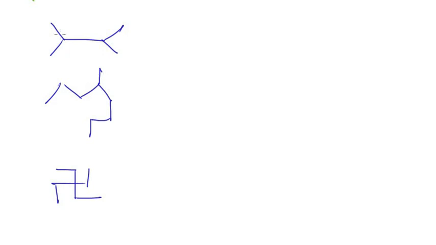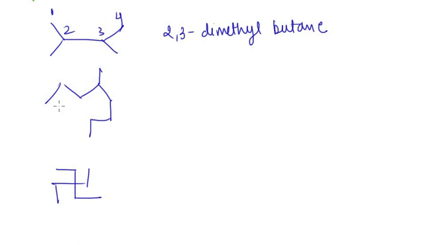So here we will be naming 1, 2, 3, 4: 2,3-dimethylbutane. Now first of all we choose the longest carbon chain: 1, 2, 3, 4, 5, 6, 7, 8. So it is 4-methyloctane.